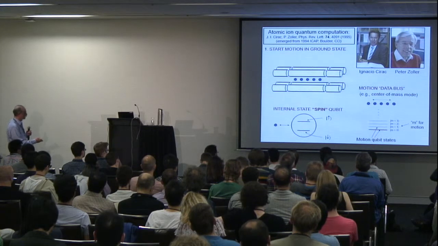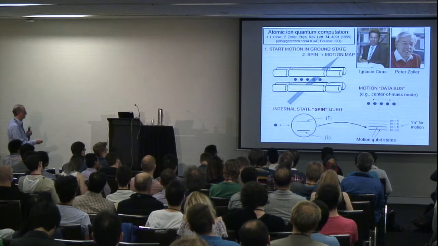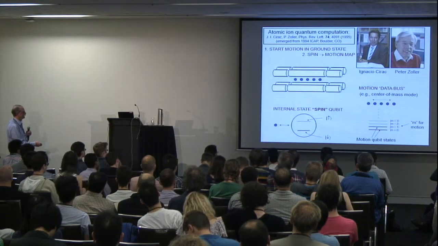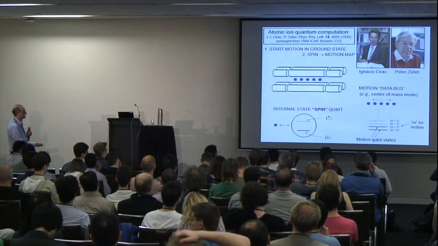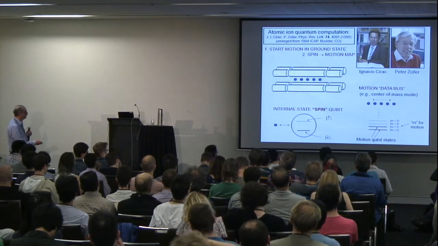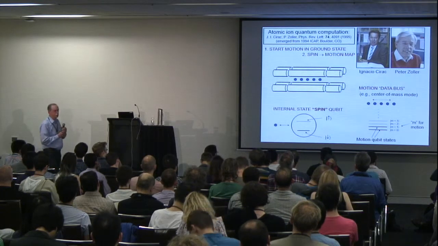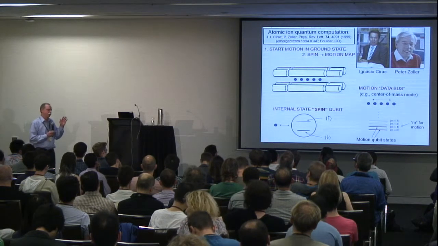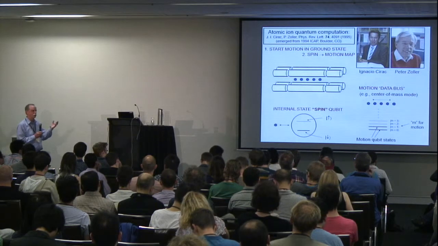And then what we do is, again, I'll explain how this works in a second, but if we apply a laser to, say, that ion, it turns out we can map its superposition state onto a superposition state of the motion. The key feature of this is that you can think of it as kind of like a pseudo molecule, and it has these vibrational modes.